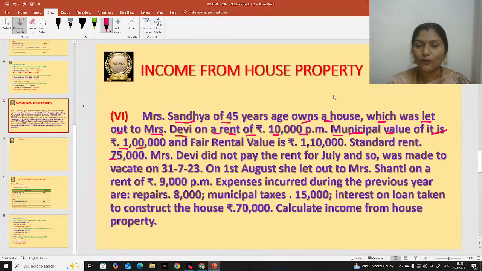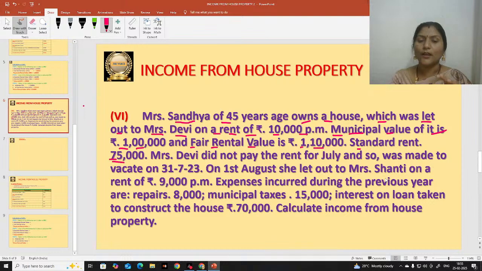And fair rental value, FRV. Rent of a similar house is also known as FRV. So FRV is how much? 1,10,000. Standard rent is 75,000. So all 4 details are available. MRV is available, FRV is available, SRV standard rental value is available, ARV actual rental value is available.